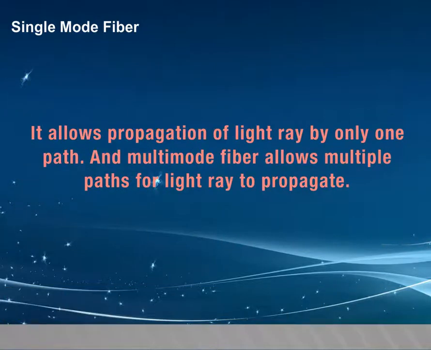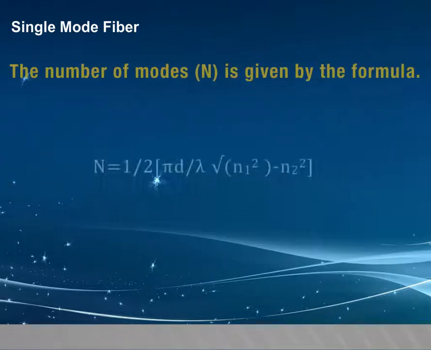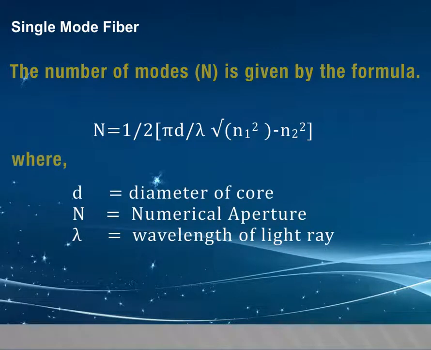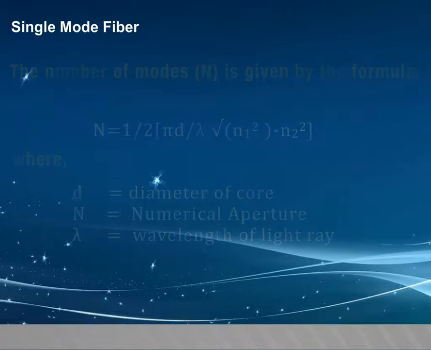Single mode allows propagation of light ray by only one path, and multimode fiber allows multiple paths for light ray to propagate. The number of modes n is given by the formula n = (1/2)(π d/λ)√(n1² − n2²), where d is the diameter of core, n is the numerical aperture, and λ is the wavelength of light ray.